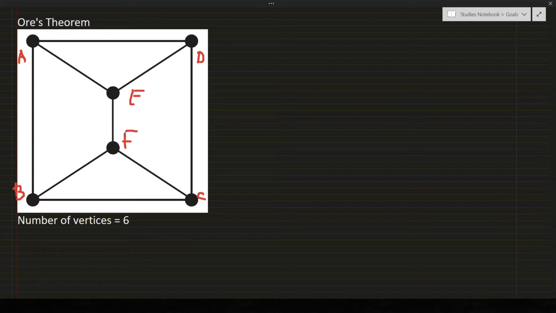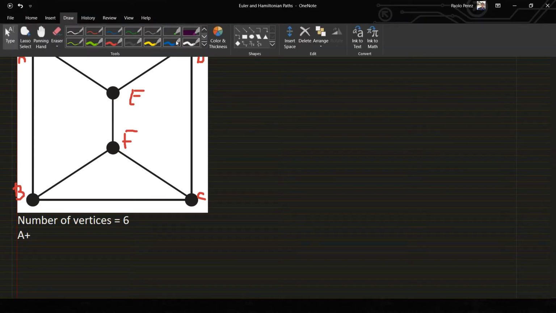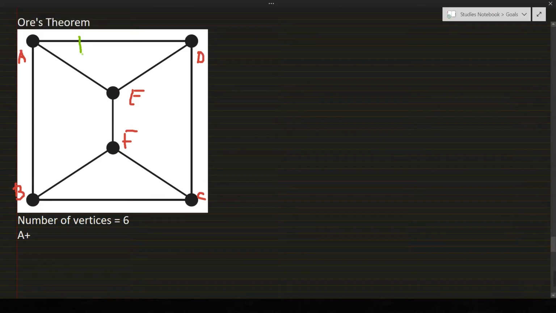So first, for A, what's the non-adjacent for A? F and C, because A is connected to D, A is connected to E, and A is connected to B. So we can say B, E, and D are adjacent to A. So the non-adjacent to A are F and C. So let's do A plus F, A plus C.